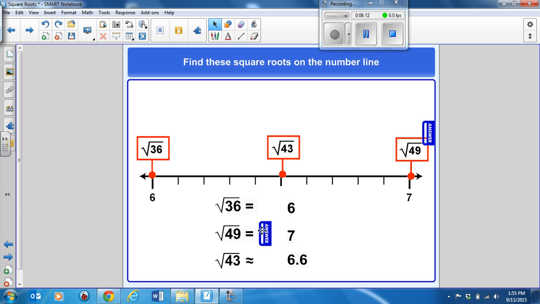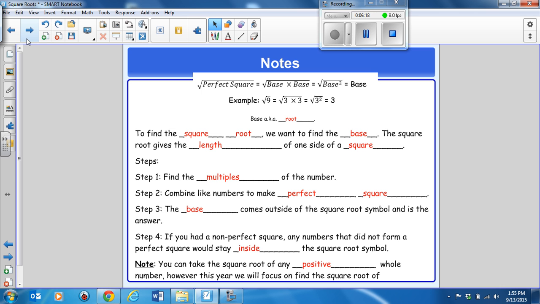Okay, so we get 6, 7, and approximately 6.6. All right, what I want you to do now is go ahead and pause the video, fill out your notes, and I'm going to go ahead and go over these.